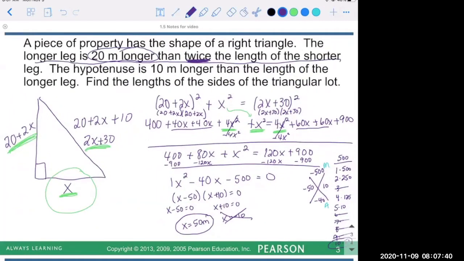So the lengths of my triangle are 50 meters for the short one. If I plug 50 back in here, I'm going to get 120 meters. And if I plug 50 in here, I'm going to get 130 meters. So there's my answer.